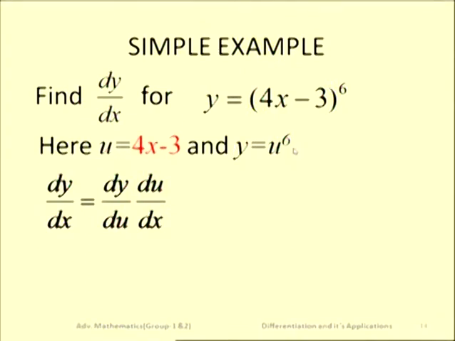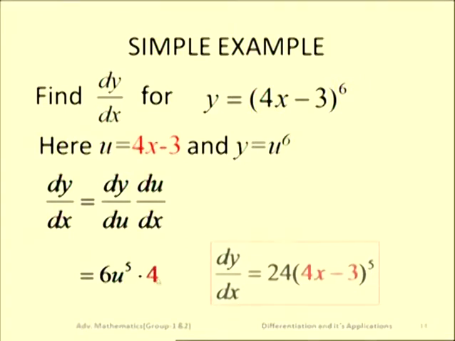Derivative of u raised to 6: as we know, the derivative of x raised to n is n x raised to n minus 1. Here the derivative of u raised to 6 is 6 u raised to 5 into the derivative of u with respect to x, that is the derivative of 4x minus 3. The derivative of 4x is 4 into 1, that is 4, minus the derivative of 3 which is 0, so it is 4. So we have 6 into 4, 24, and again we replace u by 4x minus 3, which gives 24 (4x minus 3) raised to 5. So this is the derivative of (4x minus 3) raised to 6.